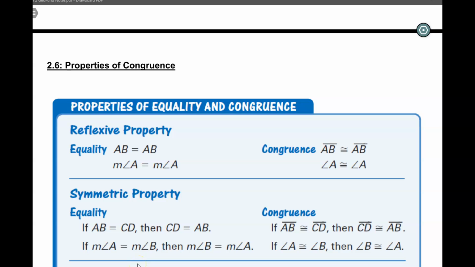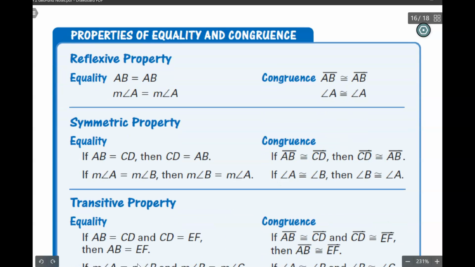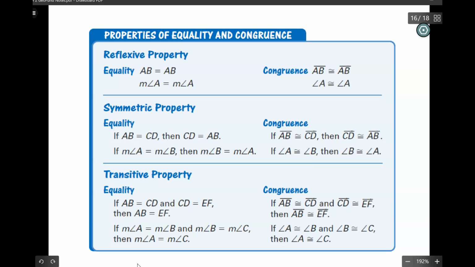All right, and the last screencast is properties of congruence. So, you may recognize some of these from algebra, right? The reflexive property, the symmetric property, and the transitive property. But we need to make sure we have a distinction between equalities and congruence.